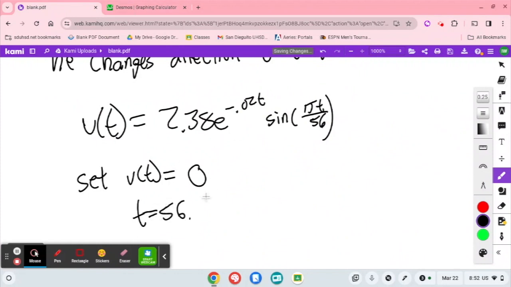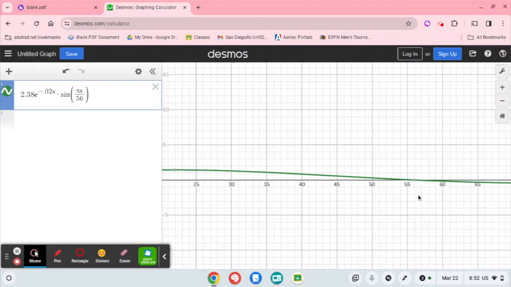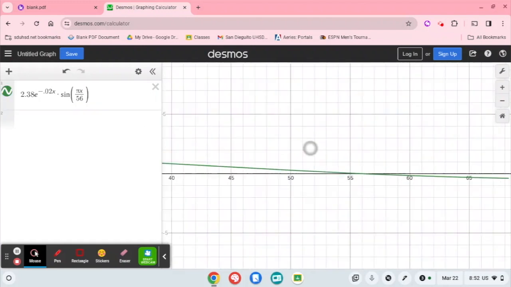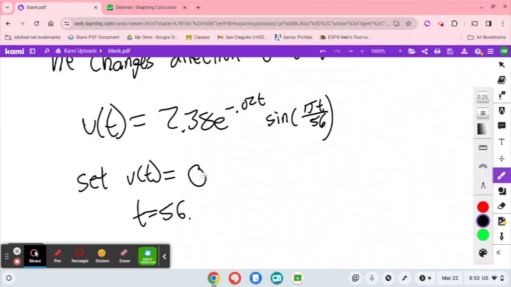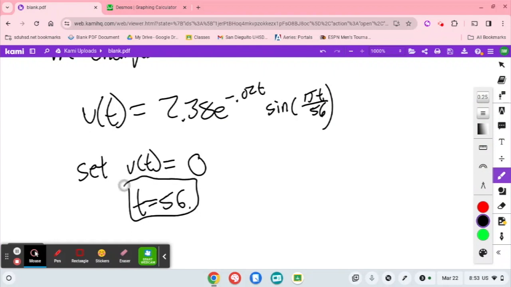However, there's another criteria we need to consider. We need to make sure that the velocity is changing signs around 56, because that means that he's going to be going, for example, to the left, and then he switches to the right because the velocity is changing signs. So maybe negative could be to the left and positive could be to the right. But if we check right here, we can see very clearly that to the left of it is above and to the right of it is below. So very clearly he's changing direction at time t equal to 56. And so that is our answer.